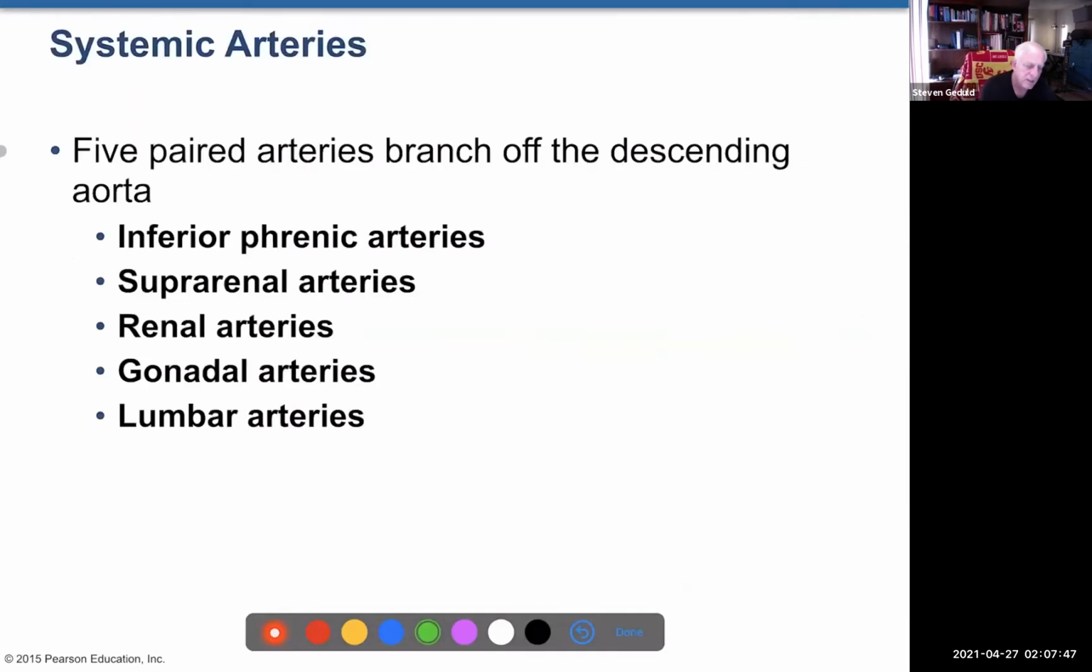Okay. There's 5 paired arteries that branch off your descending aorta, after it becomes the abdominal aorta. The inferior phrenic arteries, the suprarenal arteries, the renal arteries, gonadal arteries, and the lumbar arteries.